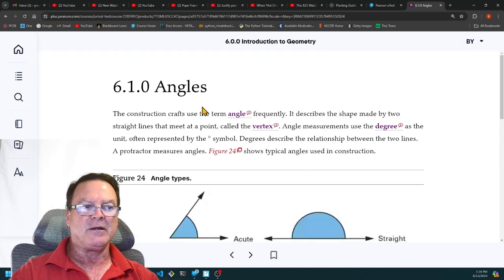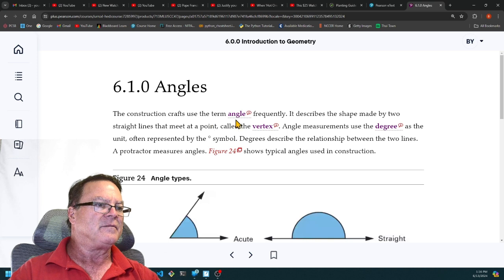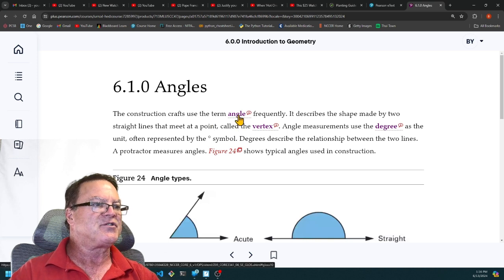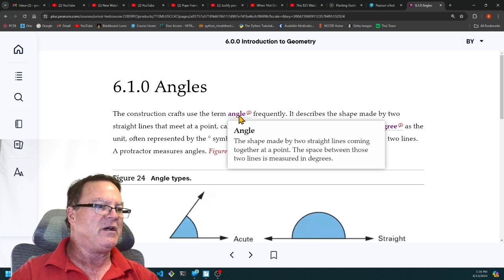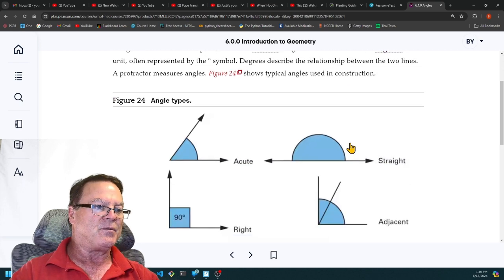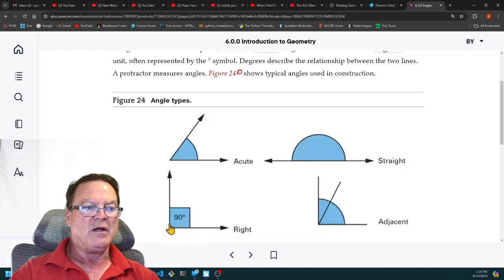6.1 Angles. The construction crafts use the term angles frequently. An angle is a shape made by two straight lines coming together at a point. The space between those two lines is measured in degrees. So an acute angle is less than 90. A 90-degree angle is like at an intersection. It's a square. If you're unfamiliar with that term, a right angle is a 90-degree angle.